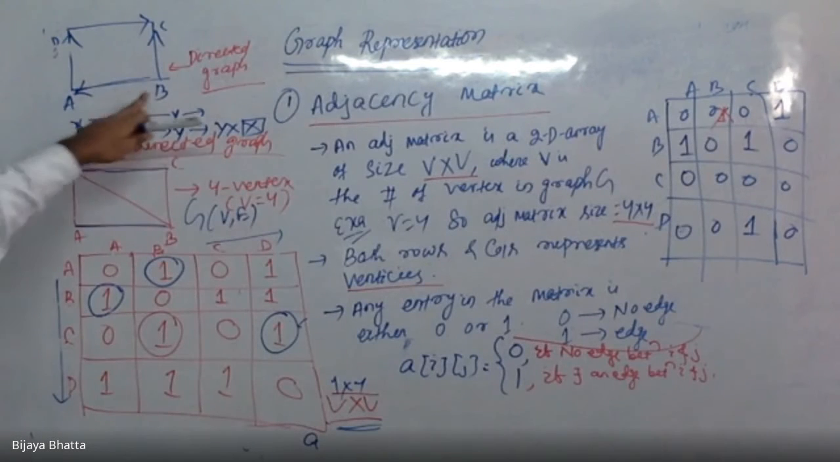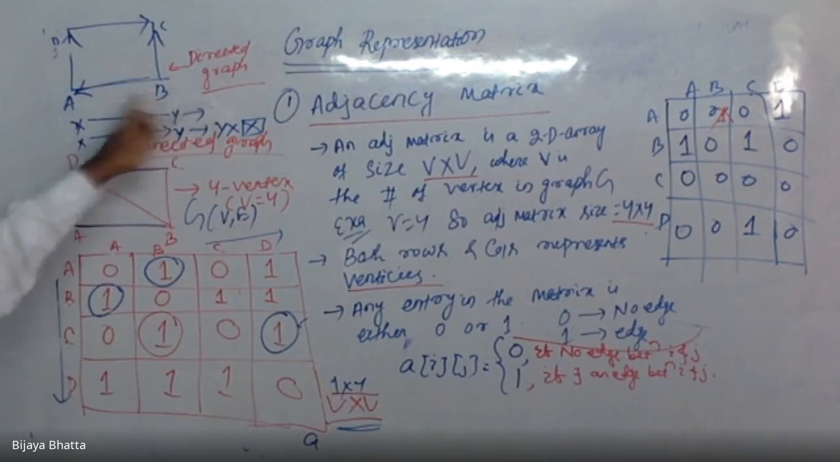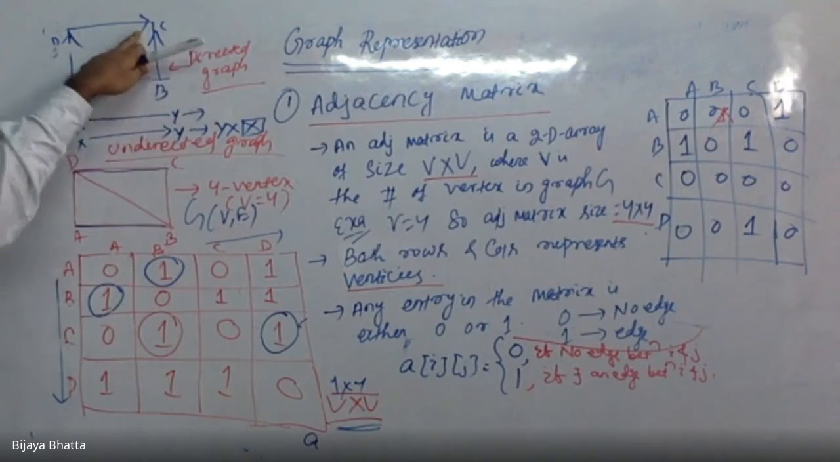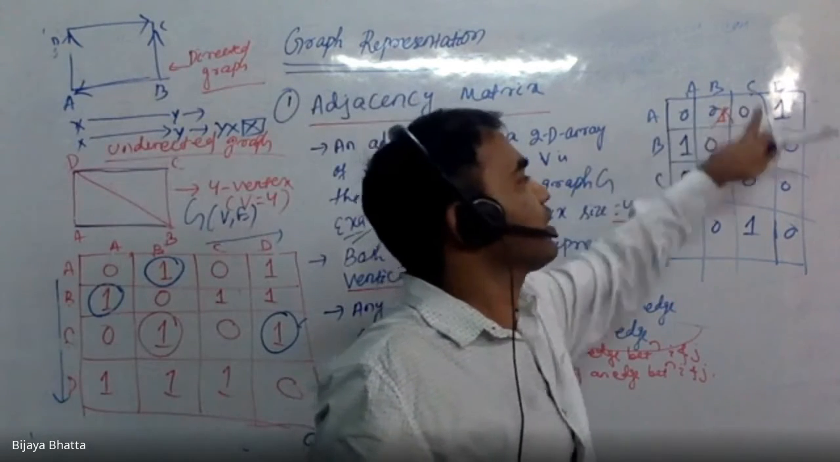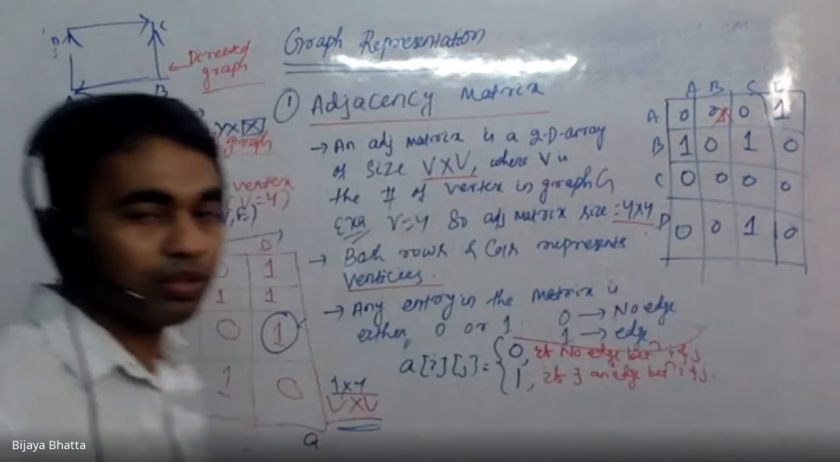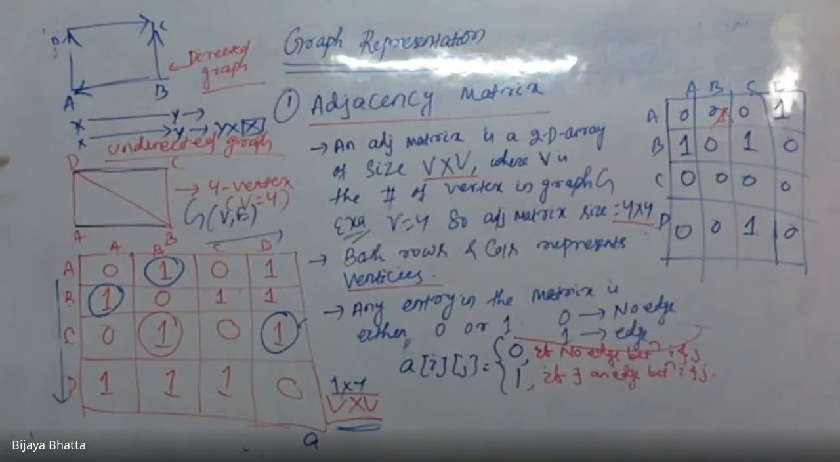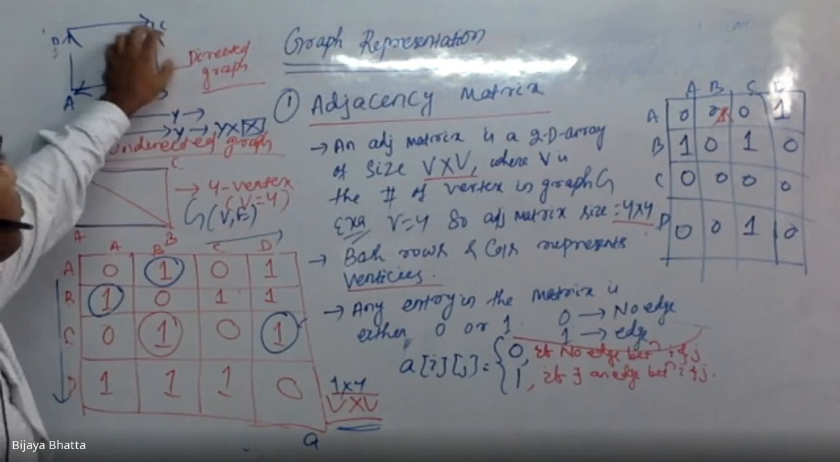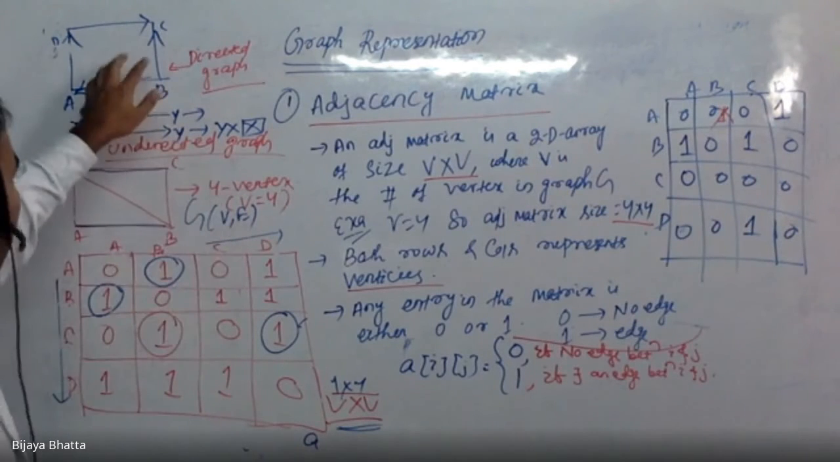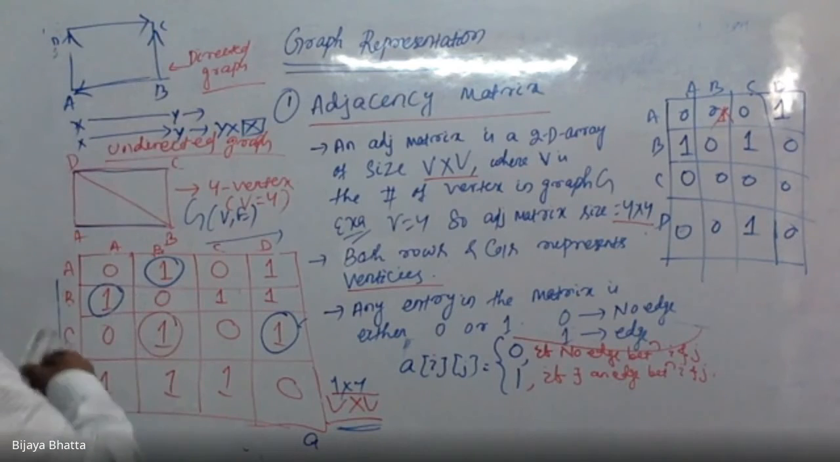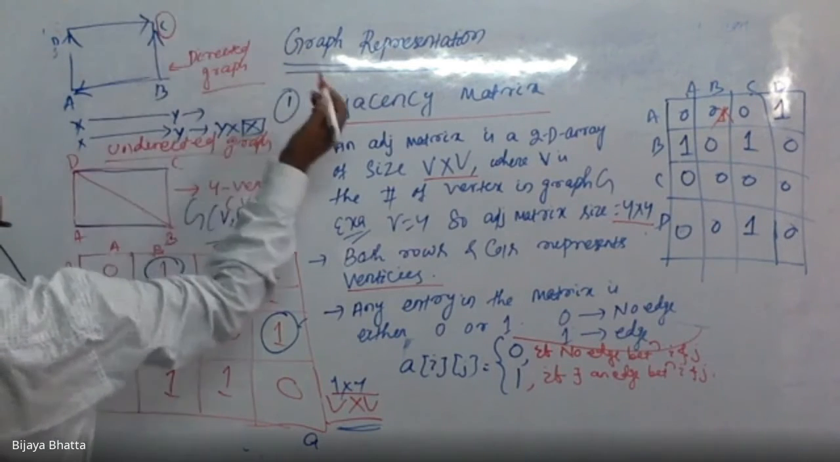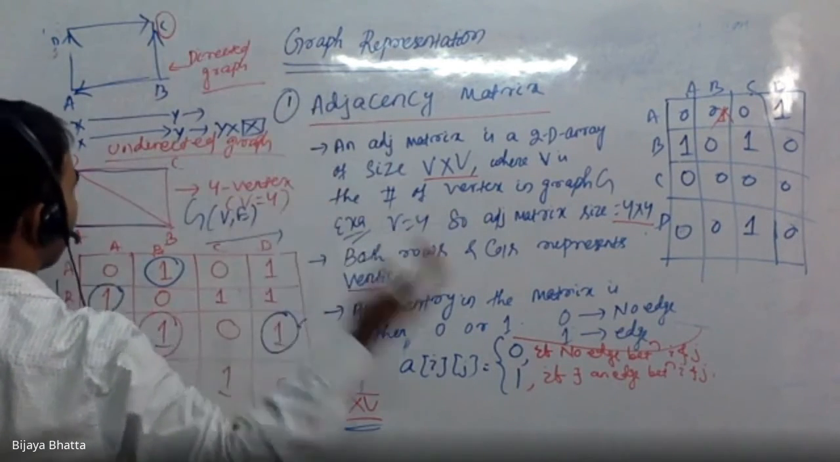Same for B: B to A there is an edge, B to C there is an edge. Others are zero, and the same goes on. If I ask you about C, is any edge going from C? No, all are incoming edges. So C is not connected to anyone. From C, can you go anywhere? No, there is no edge, there is no path.